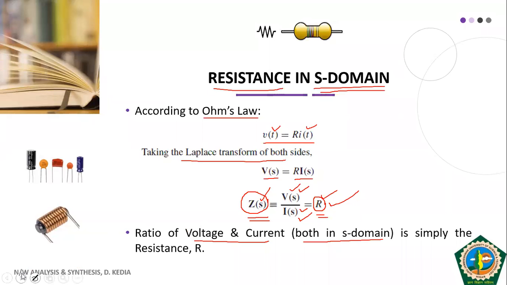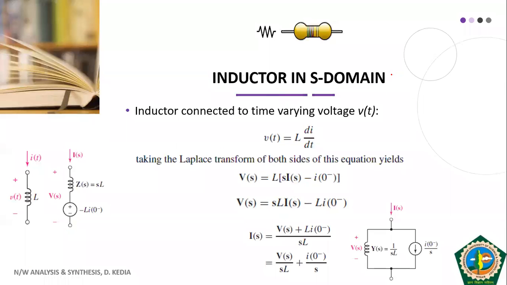Now let us see the inductor. We now need to represent the inductor in S domain. So this is your inductor. Your current is entering into the inductor. The voltage across the inductor is v(t). So we have connected the inductor to a time varying voltage v(t). This expression we have already discussed, that is, voltage across inductor is equal to L di by dt. There will be rate of change of current.